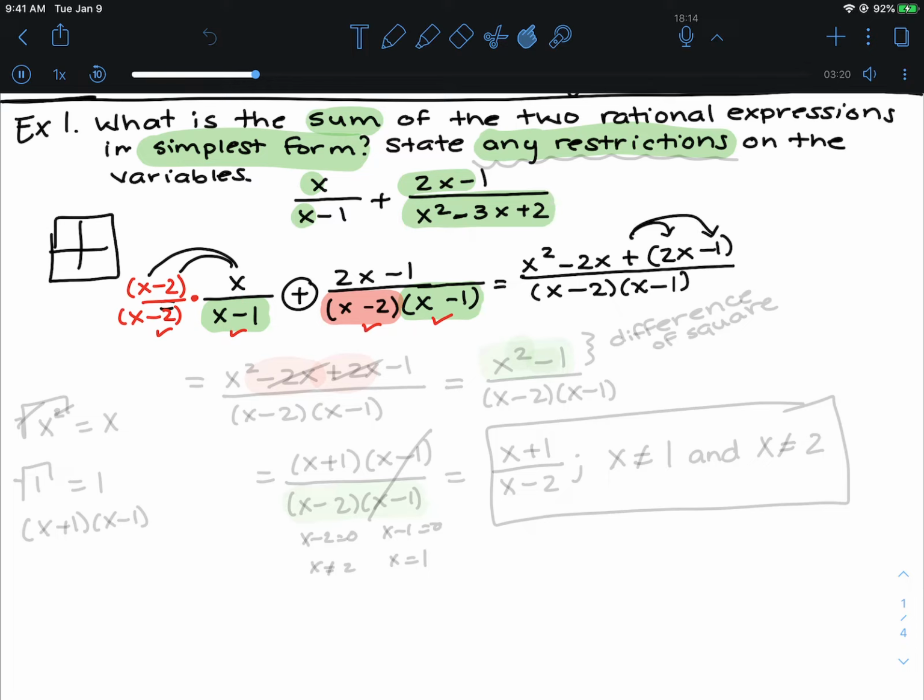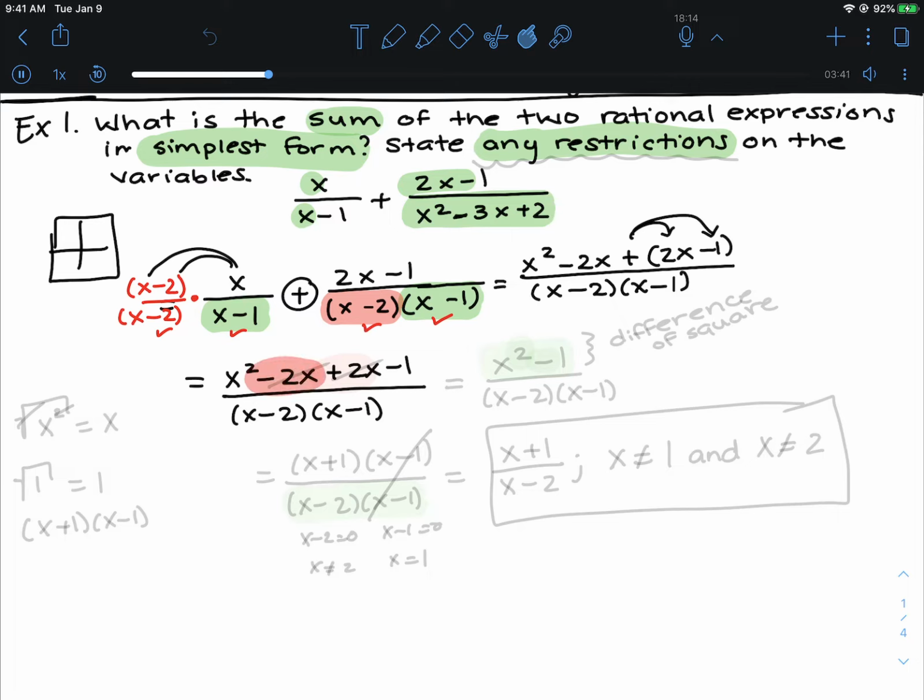Okay, so now I'm going to distribute this positive inside. A positive times a positive is a positive. Positive times a negative is going to be a negative. So these are literally just going to stay the same. So you're going to get x squared minus 2x plus 2x minus 1 divided by x minus 2 times x minus 1. After that, we simplify, combining like terms.